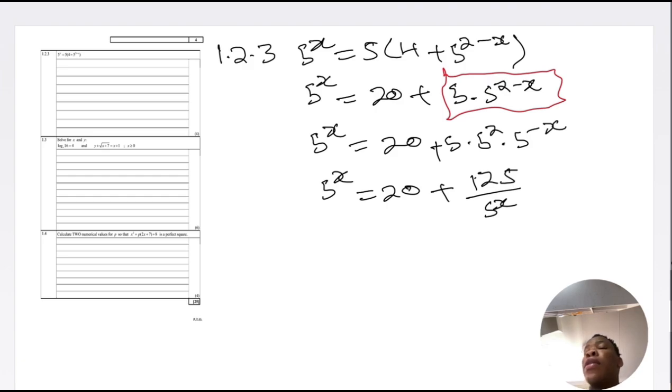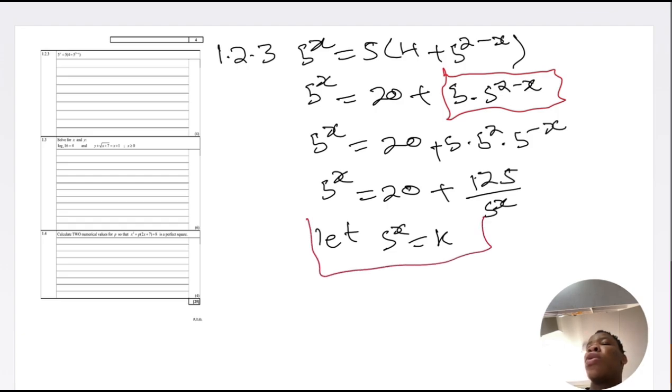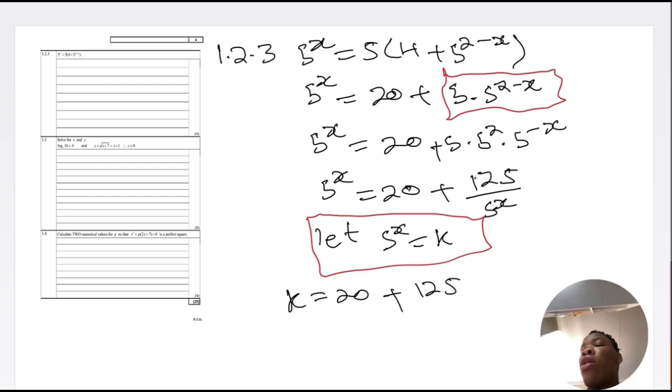Then from here, to make things easy for us, we can let 5 to the power of x be equal to k. So where we see 5 to the power of x, we will have k is equal to 20 plus 125 all over k. So from here we can solve for k. We can make k the subject of the formula by multiplying both sides by k.